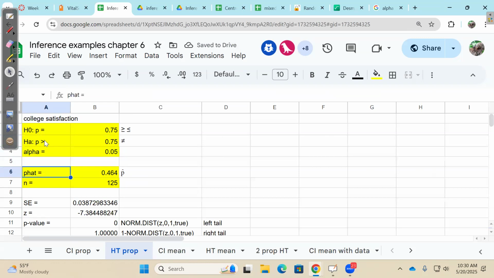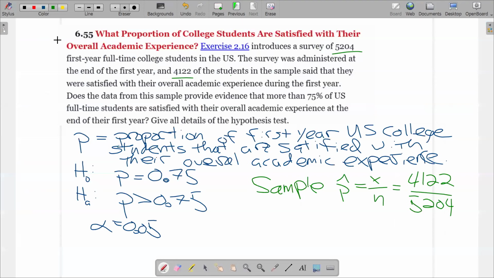And then our P hat equals 4,122 divided by 5,000 something, 520. Anyone write that down? 5204. Sample size is the 5204. All right, so those are things I need to enter in to make the calculations to do the hypothesis test. And we're going to try to draw a picture of that in a sec. So let's just make sure I got it right. Sample size 5,204. Successes is 4,122 for students who are satisfied with their first year experience.